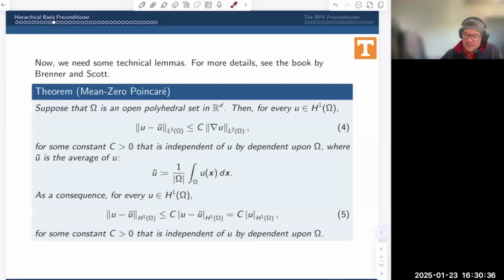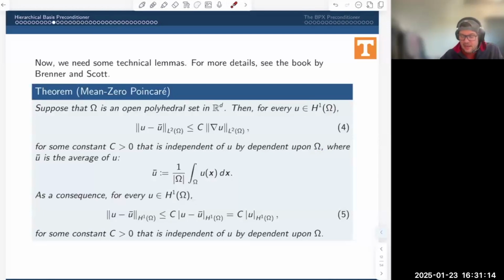Well, there exists a C such that u minus its mean, where this means the mean of u, so this is a constant, u minus its average measured in the L2 norm is less than a constant times the L2 norm of the gradient of u. Remember, this is like the H1 semi-norm piece. This constant, what does it depend on? It has to be independent of u. However, it will depend on the shape of omega.